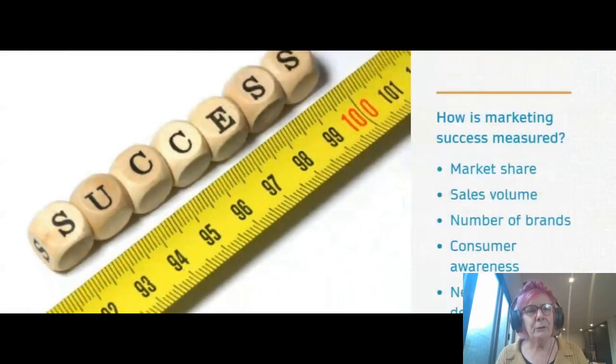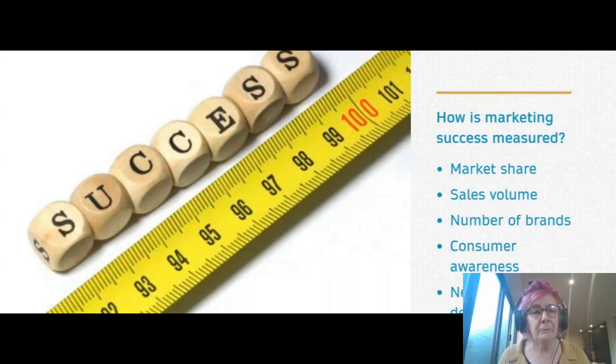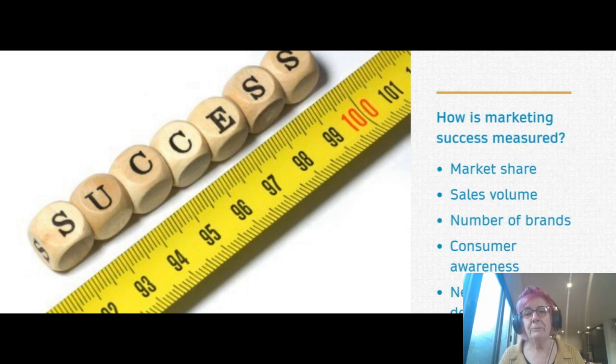So how do we know if a business is successful with its marketing? Well, we can go back to those marketing objectives. We can measure things like market share. What percentage of the market for fast food, for example, is owned by McDonald's? That will tell us their market share. What percentage of all groceries bought in the UK are bought at Tesco's? What percentage of smartphones are Apple iPhones? That will tell us the market share.